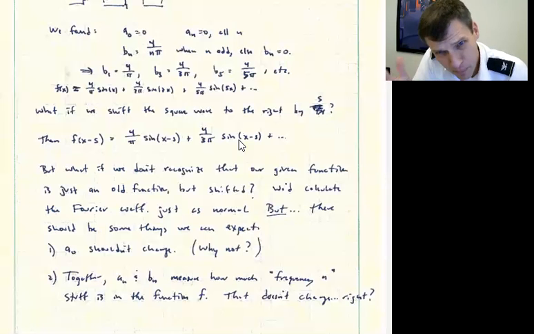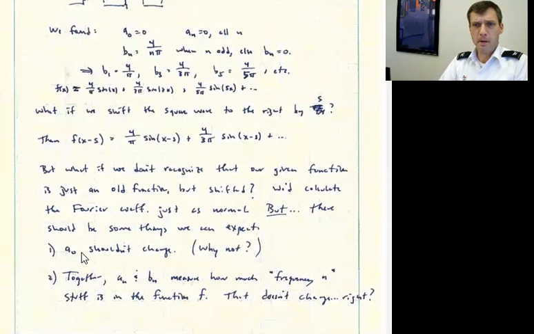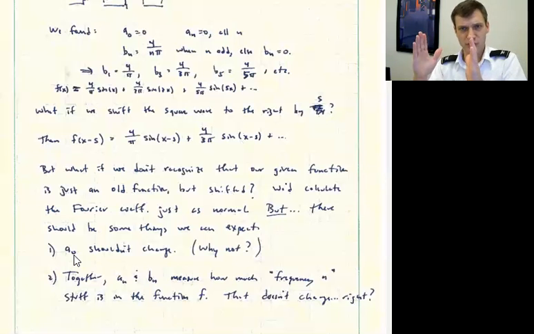But somehow these new coefficients should relate to the old coefficients, right? So for instance, a sub 0 shouldn't change. And then I'll leave it to the audience to say, if I shift things over, why does a naught not change?